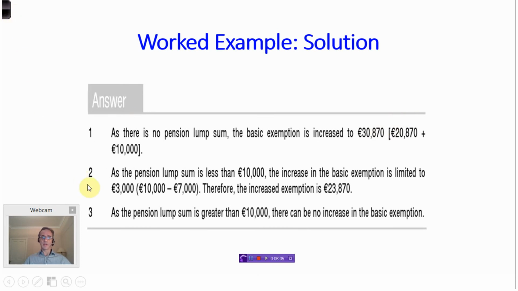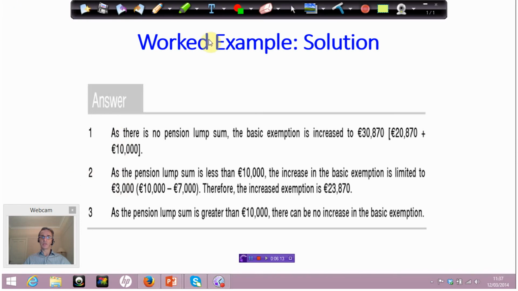So we've got three different situations. Again, we're trying to work out what is the increased basic exemption. We know there's a cap of 10. In the first instance, we've got John with no pension lump sum at all. So in that case, we're simply adding 10,000 euros onto the basic exemption, giving us 30,870.